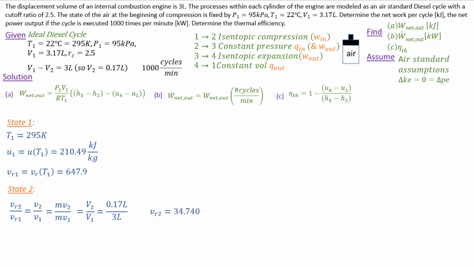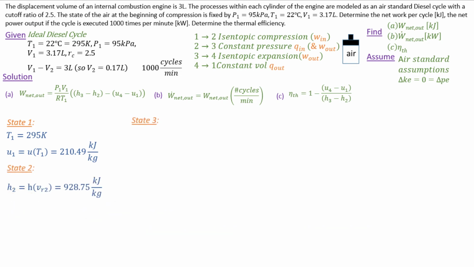And I get a vr2 value of 34.740, and if I interpolate, I can get the property that I need, which is h2. All right, now I'm ready to go on to state 3. So I need h3, that's what I'm after.